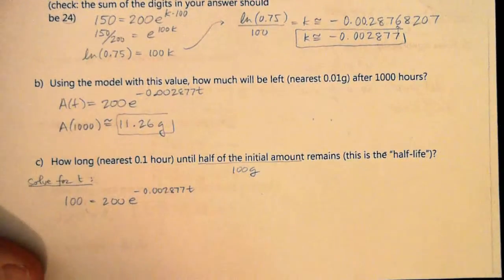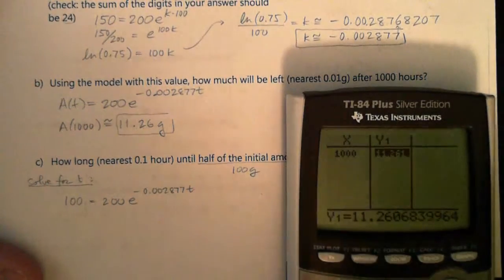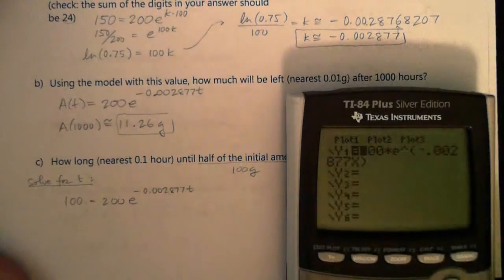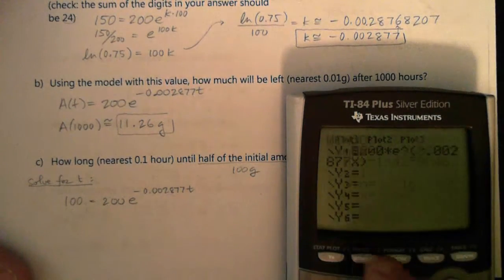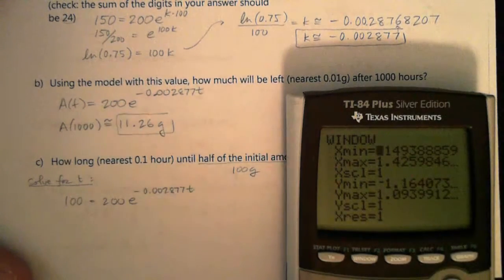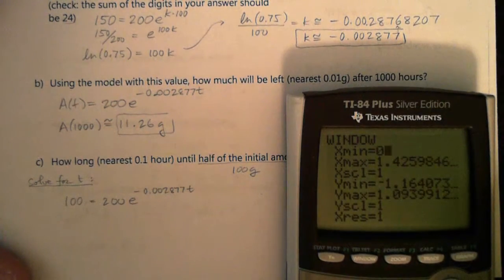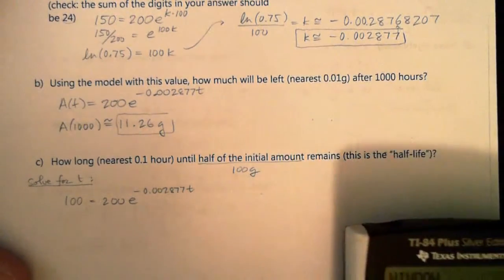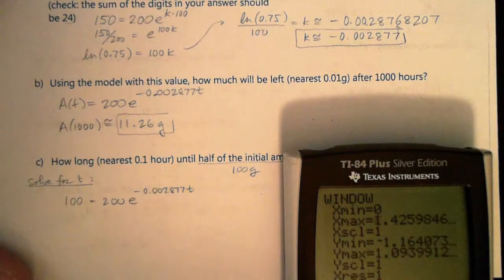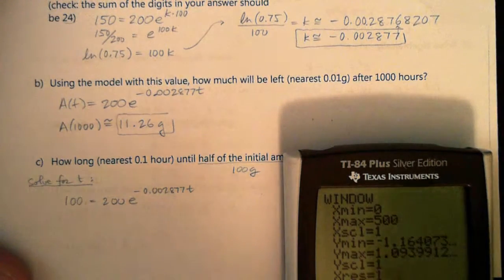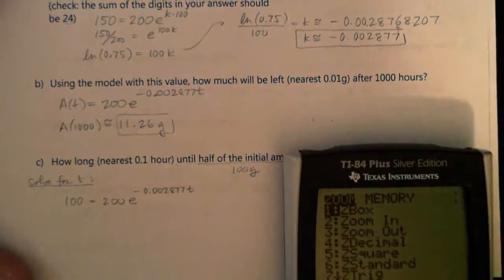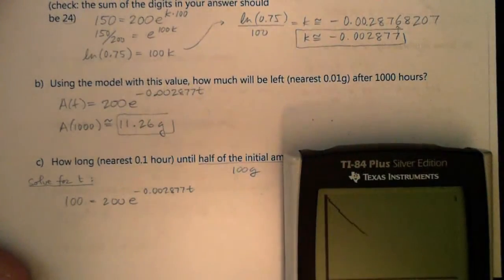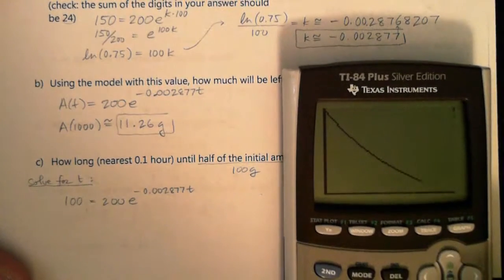Now we can do that two ways. We can do it algebraically, or we can do it in our calculator. To do it in our calculator, we would graph this in our window. I'll start with time 0, and we'll run out to time equal to maybe 1,000 hours gave us 11 grams. Let's try 500 hours, and I'm going to try zoom 0, see what we get. So this should be a graph of our radioactive decay for the first 500 hours. That looks pretty good.